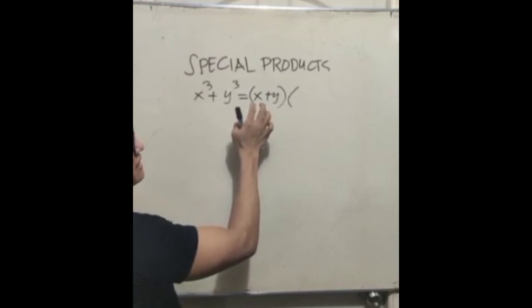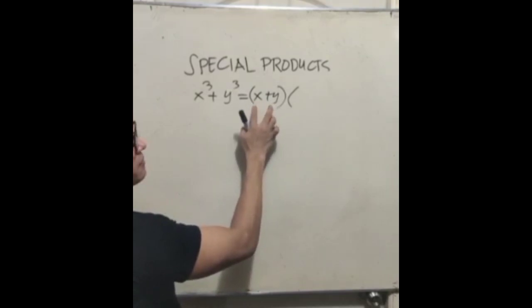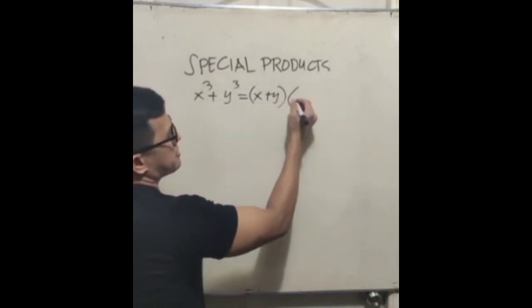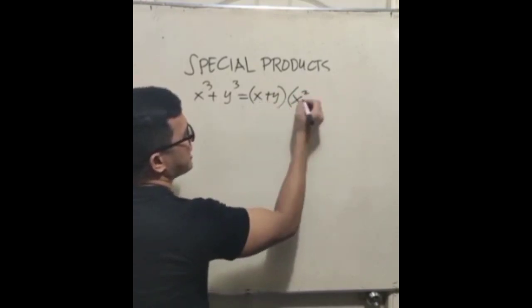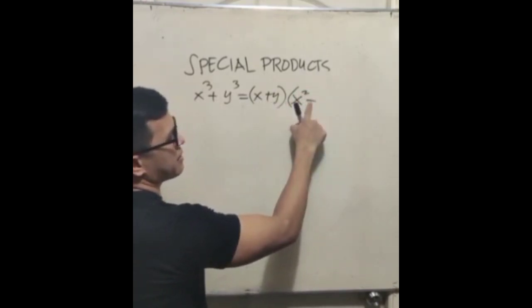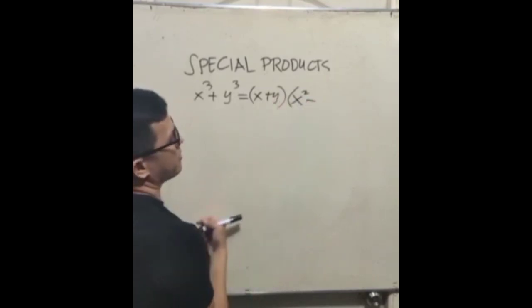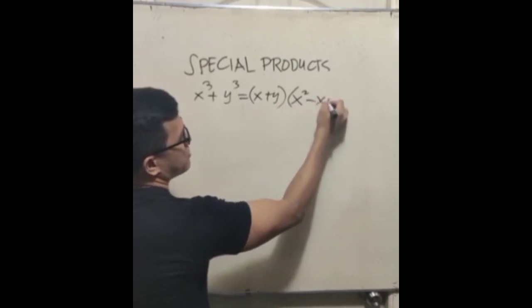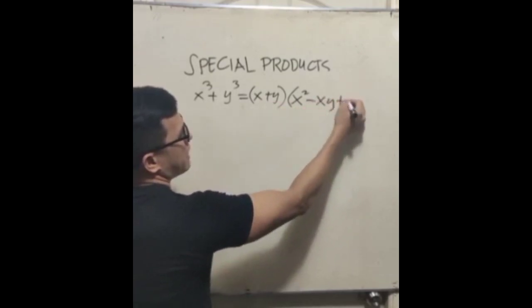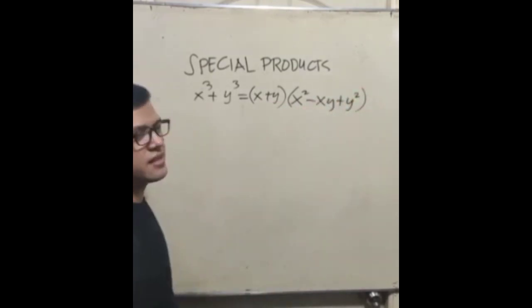Okay, and then after that, you focus here. Square the first. So, squaring the first, we have there. And then, change the sign. Okay, if positive, negative. If negative, positive. That's it, okay? And then multiply them. So x times y, we have xy. And then square the last, we have y squared. Okay, that's it. That's a factored form.